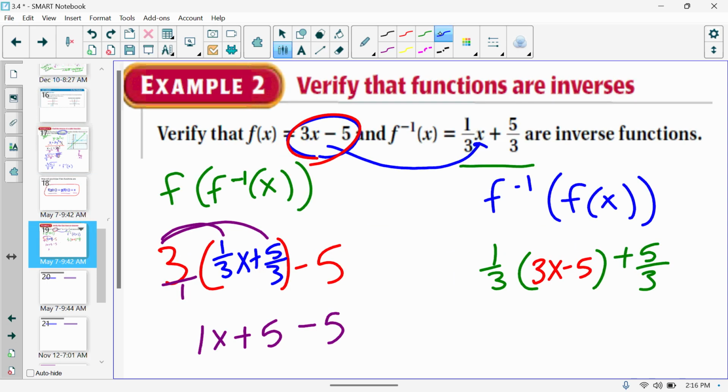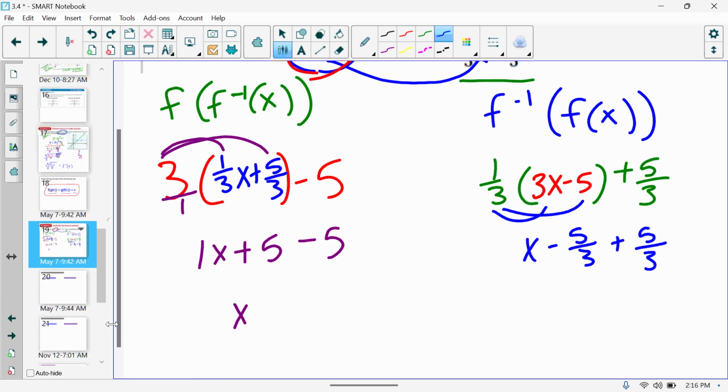So let's go over to this one. 1/3 times 3 is again going to give us 1x. We don't really need the 1. And then 1/3 times -5. Depending how you type that in your calculator, you might get a decimal. You need to just leave it in fraction form. So don't forget about the plus 5/3. So now again, -5/3 plus 5/3 is 0. We're just going to end up with x again. So we know that they are inverses of each other because we got x both ways, okay?